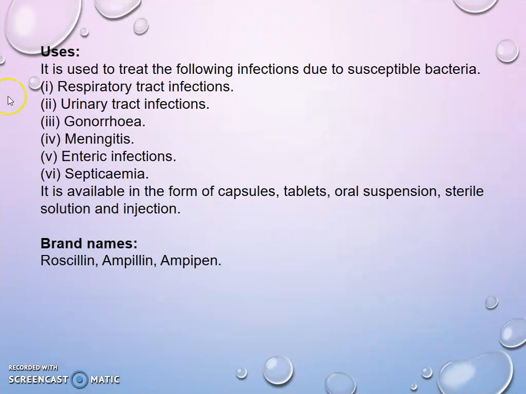Uses: it is used to treat the following infections due to susceptible bacteria: respiratory tract infection, urinary tract infection, gonorrhea, meningitis, enteric infection, septicemia. It is available in the form of capsule, tablet, oral suspension, sterile solution and injection. Brand names: Roscillin, Ampicillin and Ampifen.